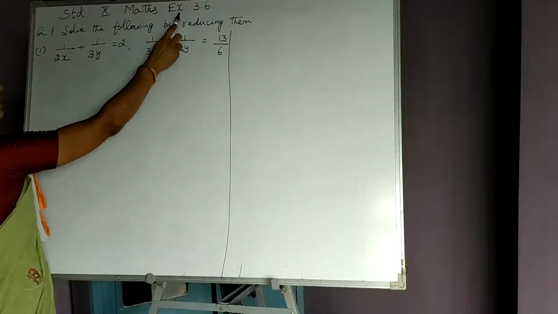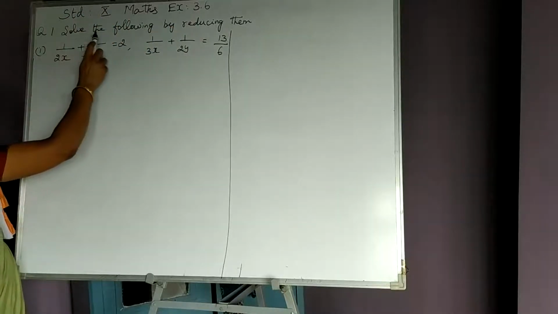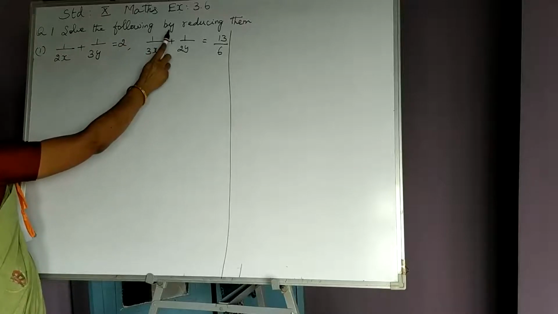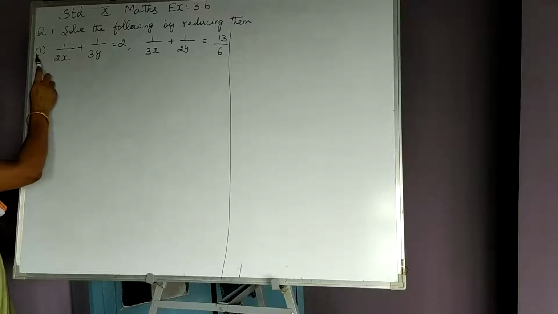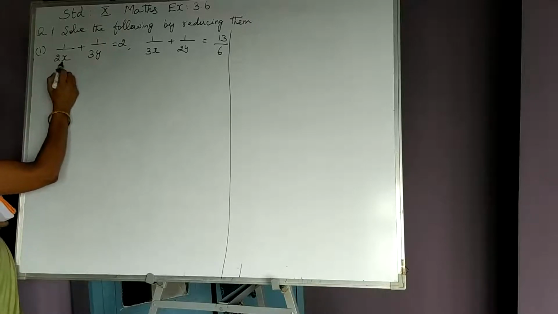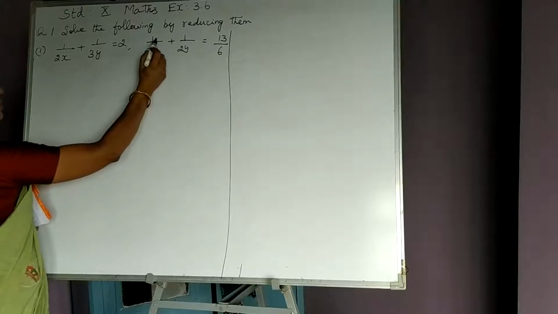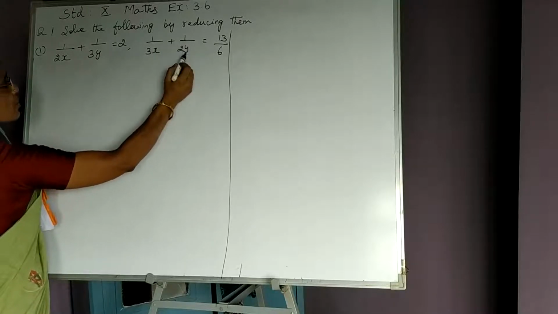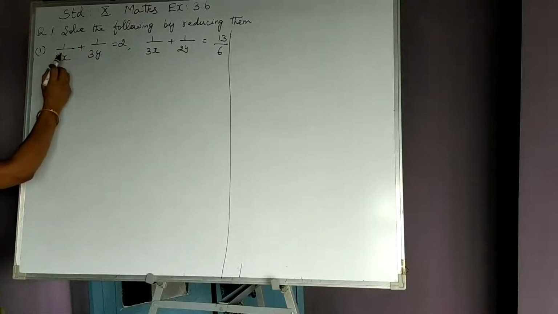Today we are going to learn exercise 3.6. The question is, solve the following pairs of linear equations by reducing them. The first sum is 1 upon 2x plus 1 upon 3y is equal to 2, and the second equation is 1 upon 3x plus 1 upon 2y is equal to 13 upon 6. This is the first sum.